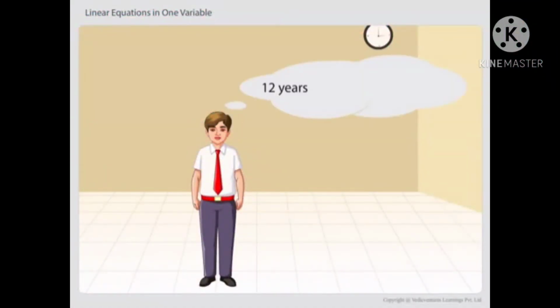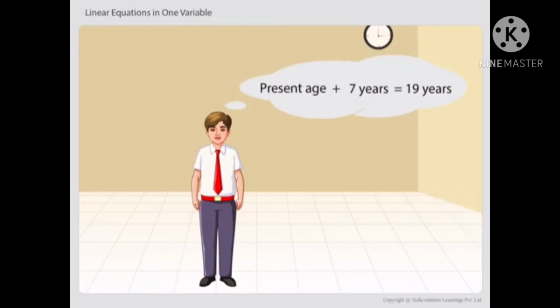Ram's present age is 12 years. What will be his age after 7 years? This is easy to solve. We know that he will be 19 years. What happens if someone doesn't know Ram's present age but knows that after 7 years he will be 19 years? Then how does he find his present age?